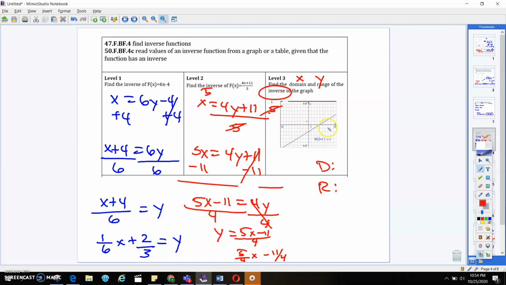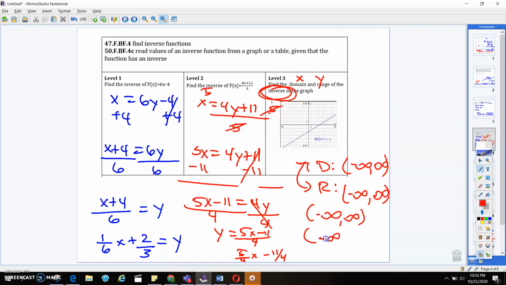Your domain runs from left to right, where it's all real numbers. So that's going to be from negative infinity to positive infinity. Your range also goes from negative infinity to positive infinity. And remember, if we do the inverse of that function, then we're just going to switch our domain and range. Well, fortunately for us, it's the exact same thing. So your final answer is still going to be negative infinity to positive infinity for both, since it's linear. Now, if you're struggling with domain and range, the next unit is going to be over a lot of graphing. So make sure that you're ready for that, okay?